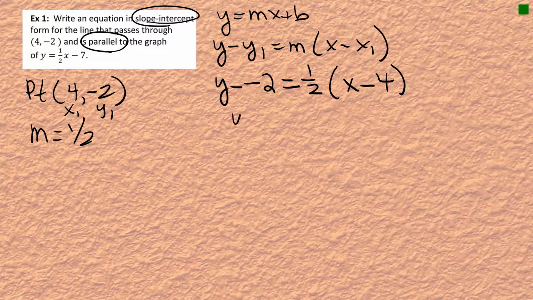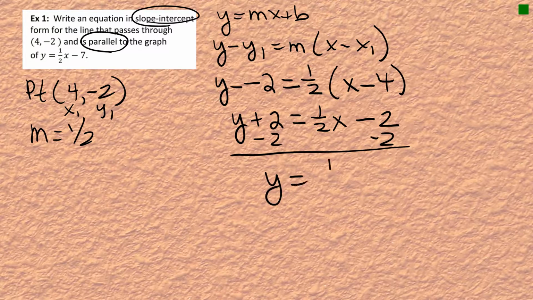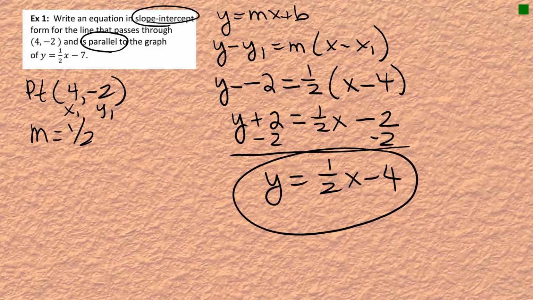This y minus -2 changes to y + 2. Then I'm going to distribute the 1/2. So I have 1/2 x minus 1/2 of 4, which is just 2. So then I'm going to subtract 2 from both sides, and I get y = 1/2 x - 4. So look at that. These two lines are parallel because look at their slopes. They're both 1/2 because the slope is what goes right in front of the x.